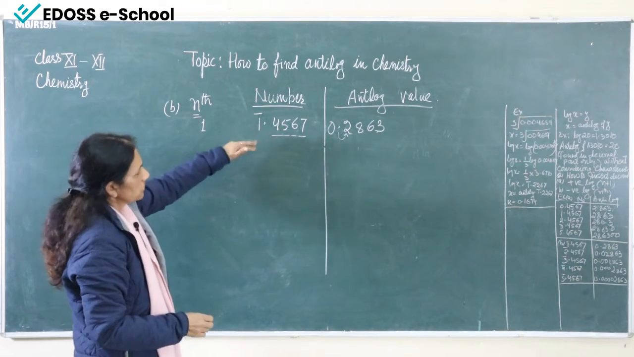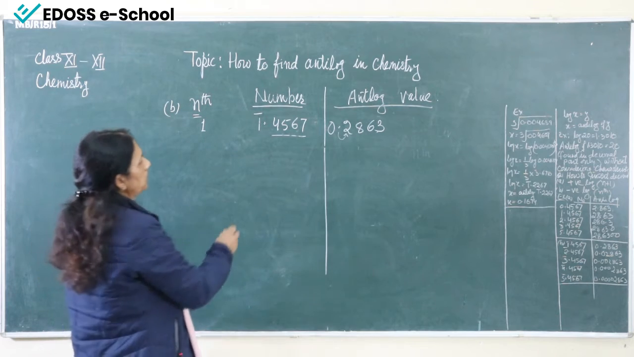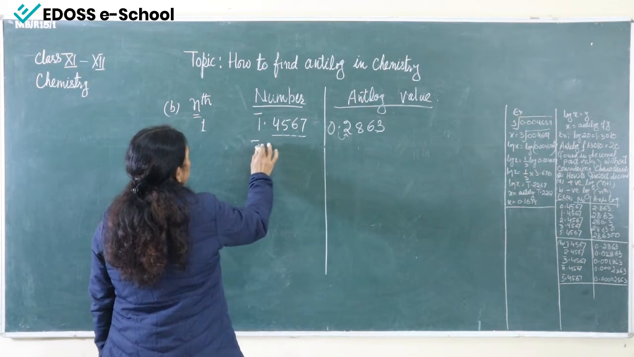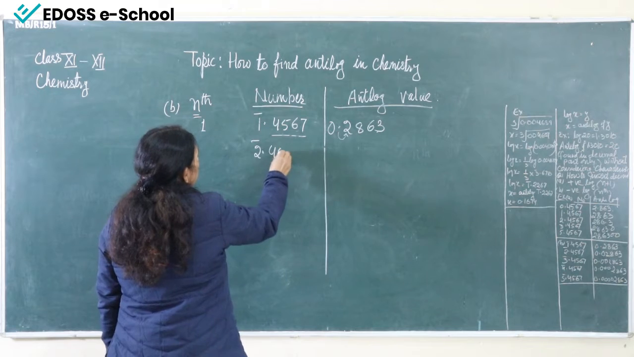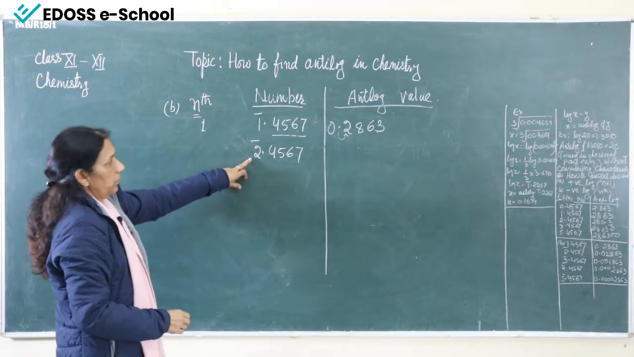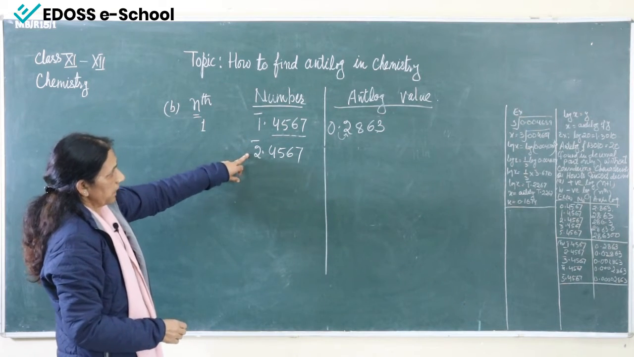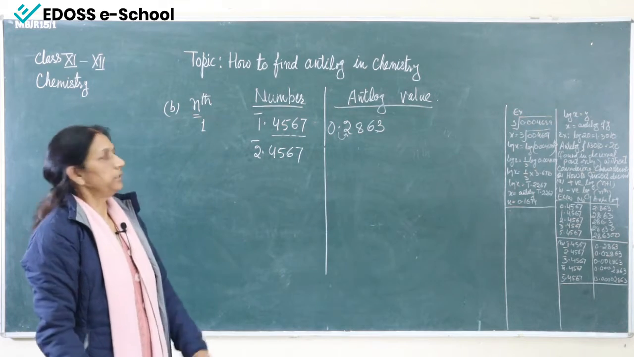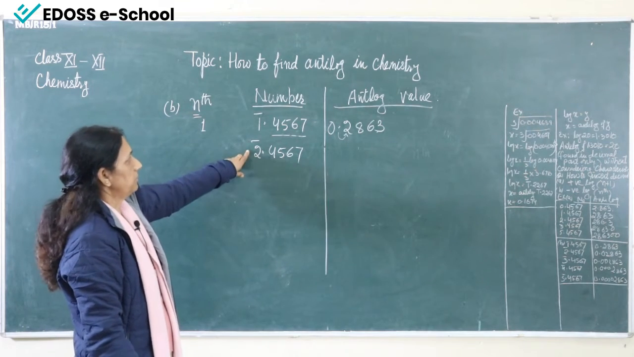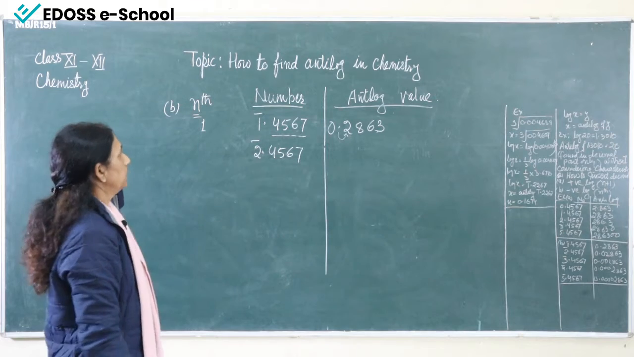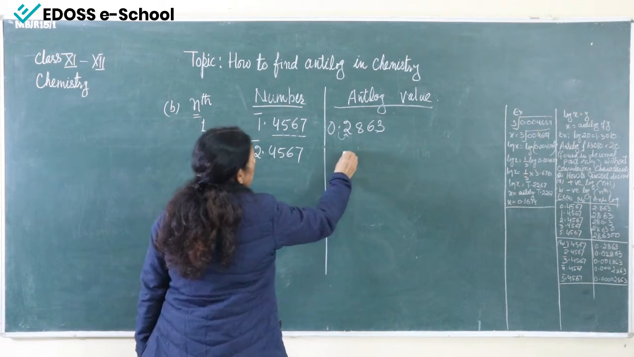Now, in the same way, if I am taking another example, 2 bar, the same number less than 1. Now, this is also a negative number, 2 bar .4567, this is a negative number. So, the value will be the same, I know.